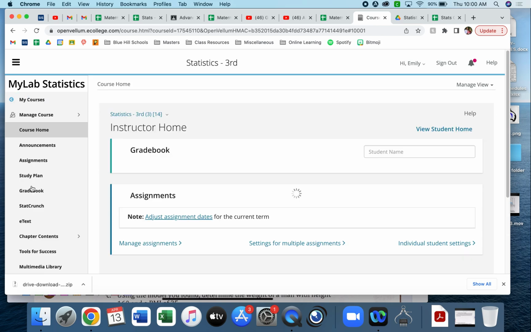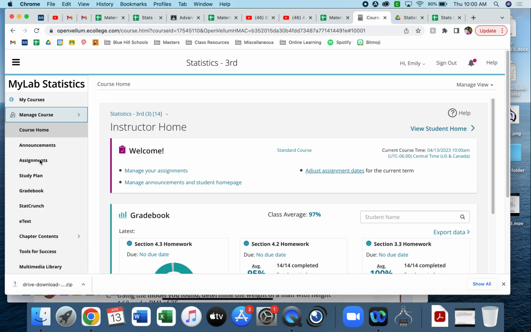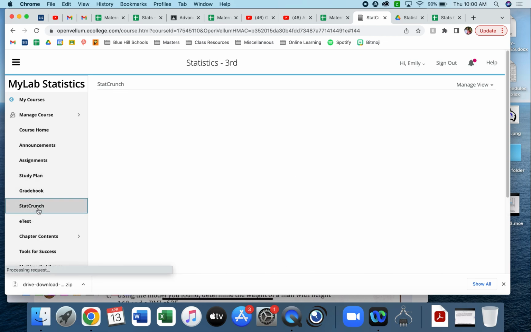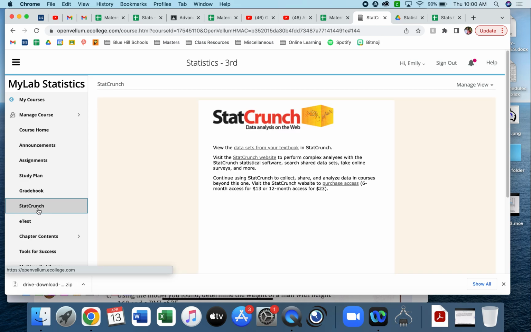Okay, you're not going to go to assignments on the left side or anything like that. You are going to go to the button over here that says StatCrunch. Okay? StatCrunch. Do you guys all find it? Find StatCrunch. Jake Boniface, did you find StatCrunch? No. Go, find it. StatCrunch.